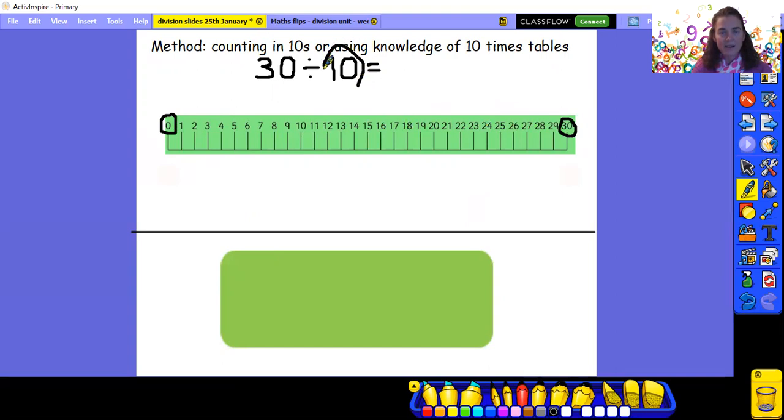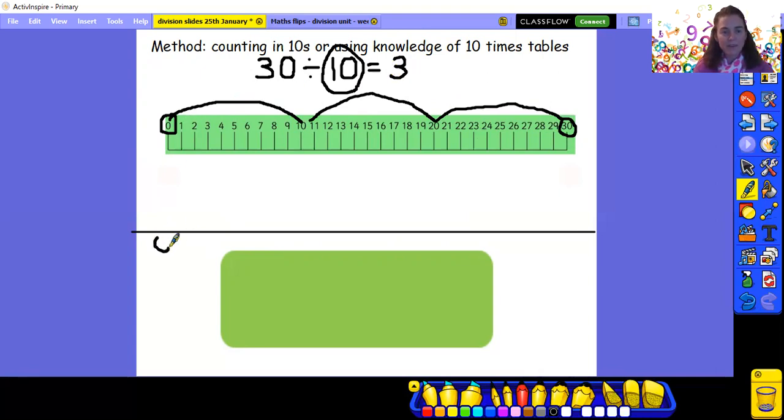So this is our group of 10. So let's do 1 jump of 10 to land on 10, and then another jump of 10 to land on 20, and another jump of 10 to land on 30. So how many lots of 10 go into 30? 1 lot of 10, 2 lots of 10, 3 lots of 10. So 30 divided by 10 equals 3.